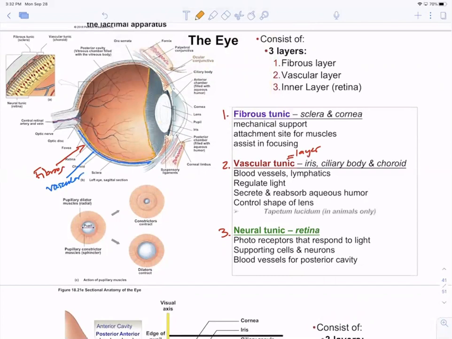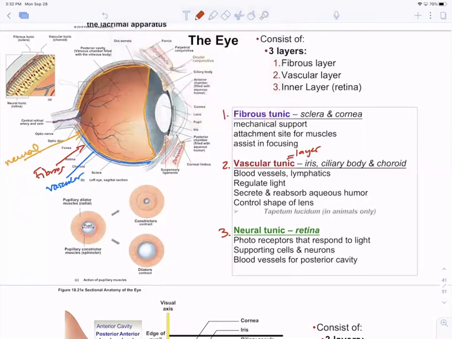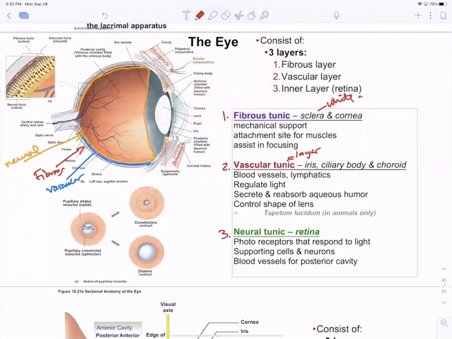The boundary is just called the ora serrata. That is where the retina ends and the pupillary constrictors and dilators begin. And so that is the neural tunic. The fibrous tunic is the sclera, which is the whites of your eyes. And then the cornea, that's the clear lens over iris and pupil.